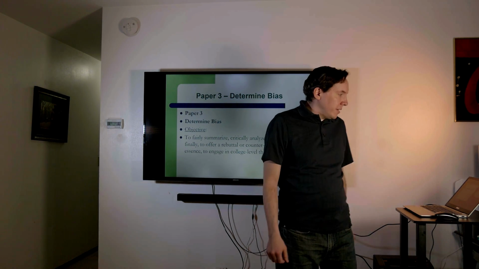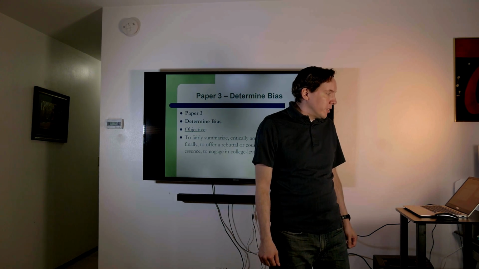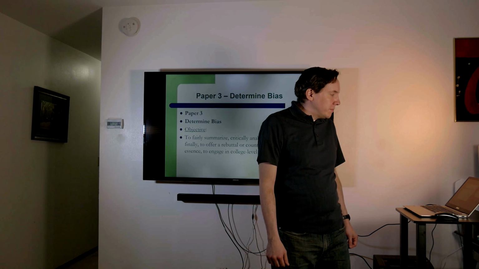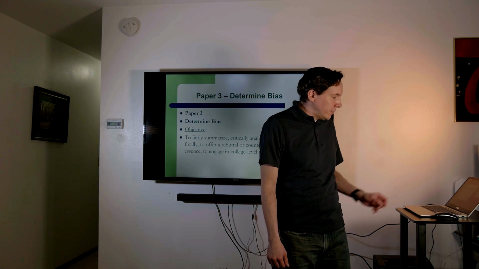Paper number 3 is going to have to do with determining bias. So your objective for that paper is to fairly summarize, critically analyze, and then finally to offer a rebuttal or counter argument. In essence, to engage in college level thinking.